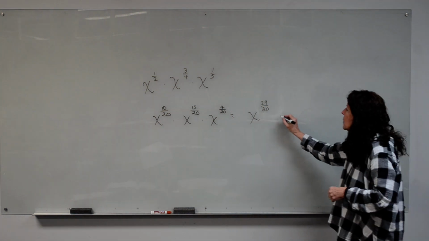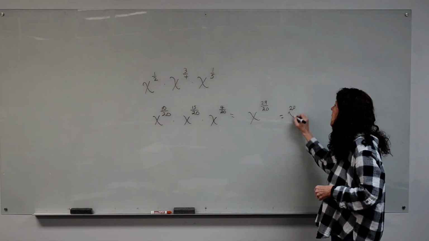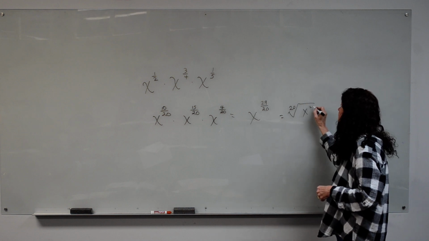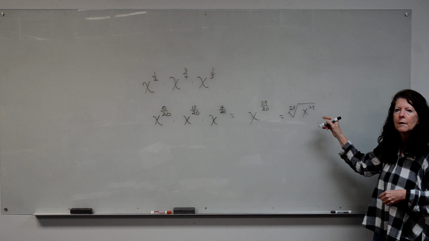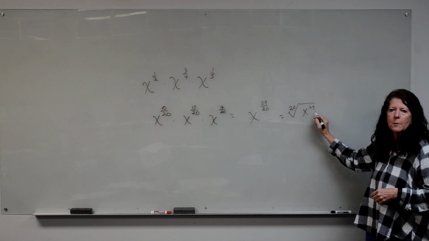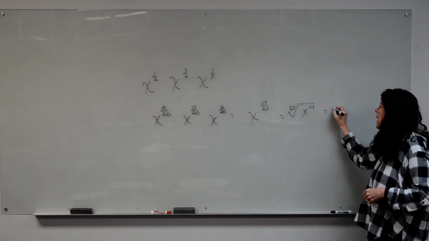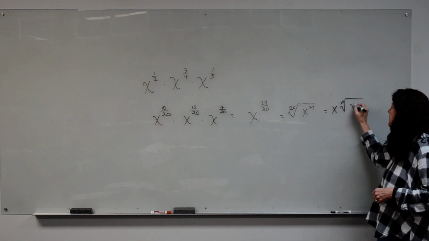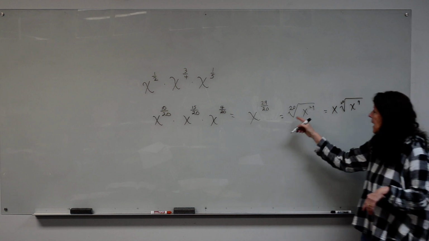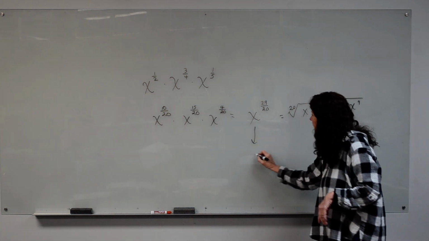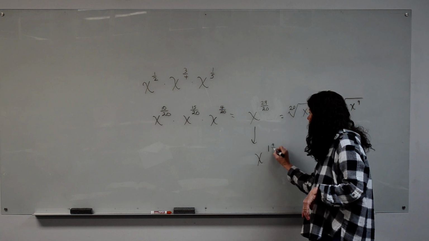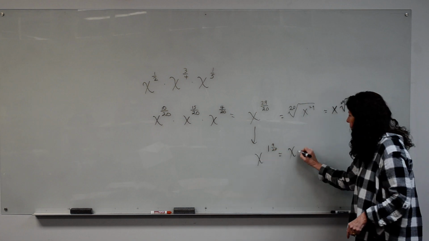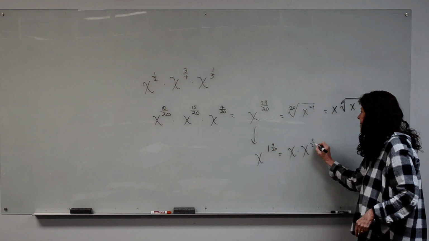Okay, now here's the thing, 29 over 20 is the same thing as the 20th root of x to the 29th power. Remember how you can simplify that? 20 times what comes close to 29 without going over it? 1. So I have an x on the outside. How many x's do I have left underneath there? 9. Another way to do that is to come down here and say that's the same thing as 1 and 9/20. So I have my x to the first power times my x to the 9/20 power.